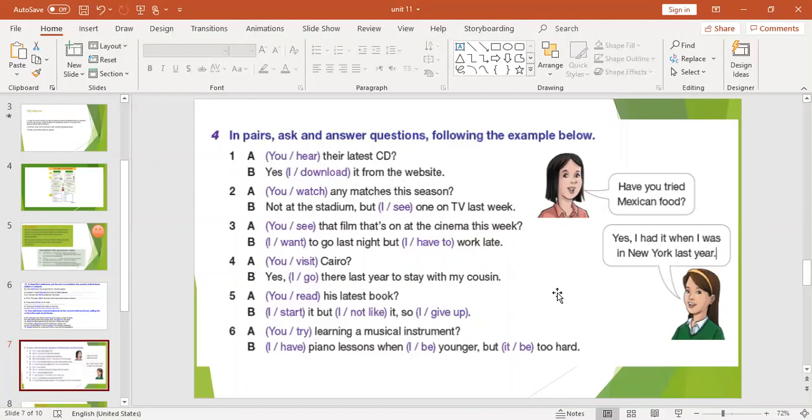Yes, I had it when I was in New York last week. We are given some details about the time, about the place. This reminds us of definite past, and the exact information about the event. Let's do the first one as another good example.